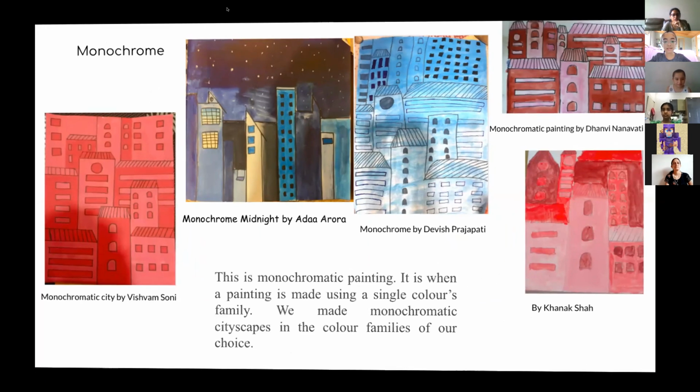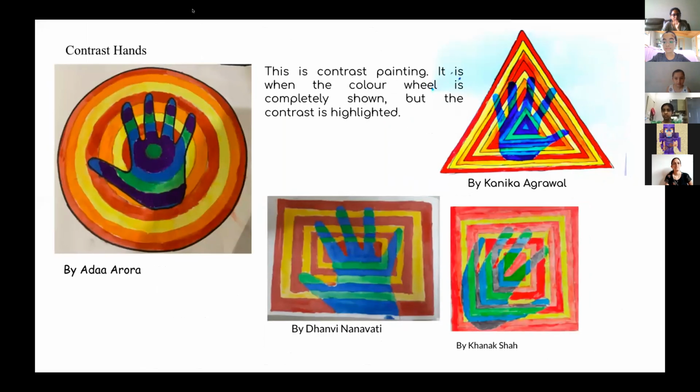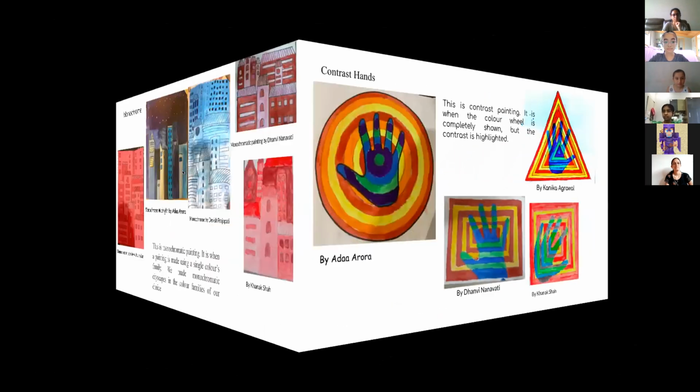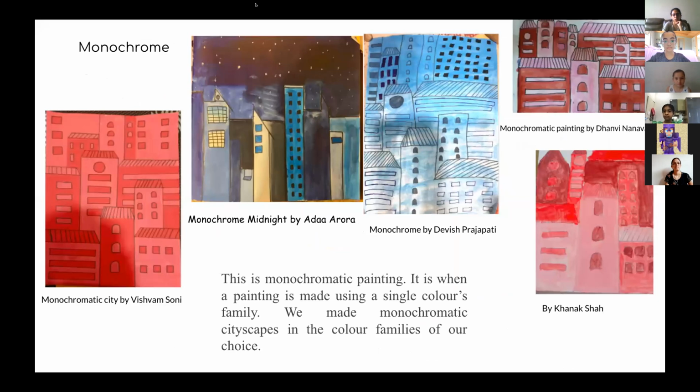Okay, just a second. Ada, can you stay on that slide? Okay. Devish, do you want to explain your painting work done here? What color have you used? What have you drawn? I have used light blue in the monochromatic painting. Okay, very nice. Now, can I next request Khanak to explain her painting? What color have you used? What is your drawing about? I have used the different shades of red color.